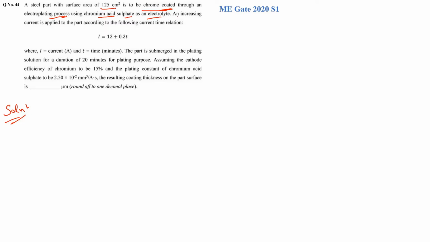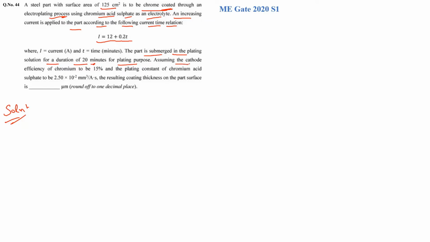electrolyte. An increasing current is applied to the part according to the current-time relation it has given, which is equal to I = 12 + 0.2t, where t is the time in minutes and I is the current in ampere. The part is submerged in the plating solution for a duration of 20 minutes for the plating purposes. So this is the duration t.